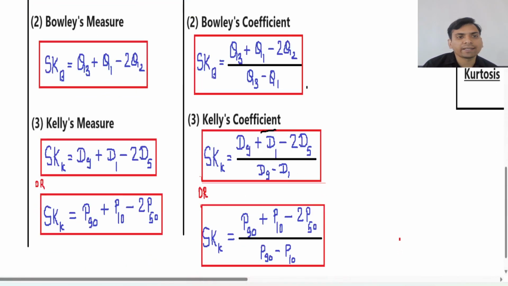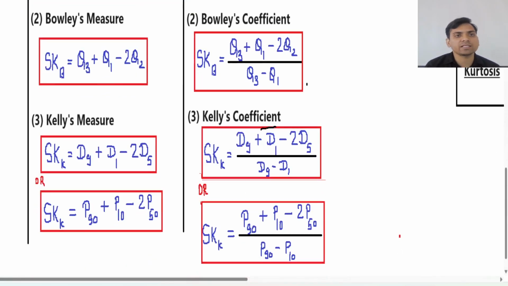Now next is what? Kelly's. Kelly's measure is in two forms. First is in decile and second is in percentile. So as in Bowley's formula, we are using this highest quartile, which is Q3. In case of Kelly, we will use highest decile, which is what? D9. And lowest decile is what? D1. And middle decile is what? D5. So we will use these measures of decile.